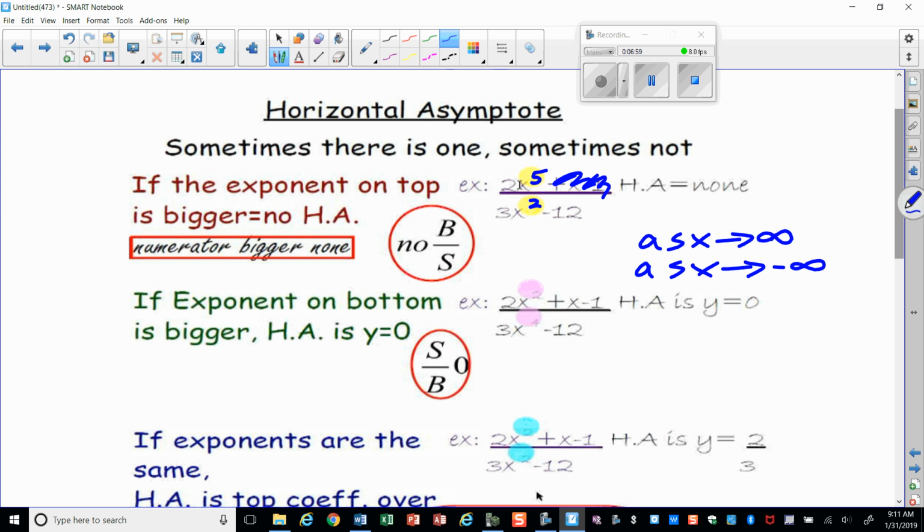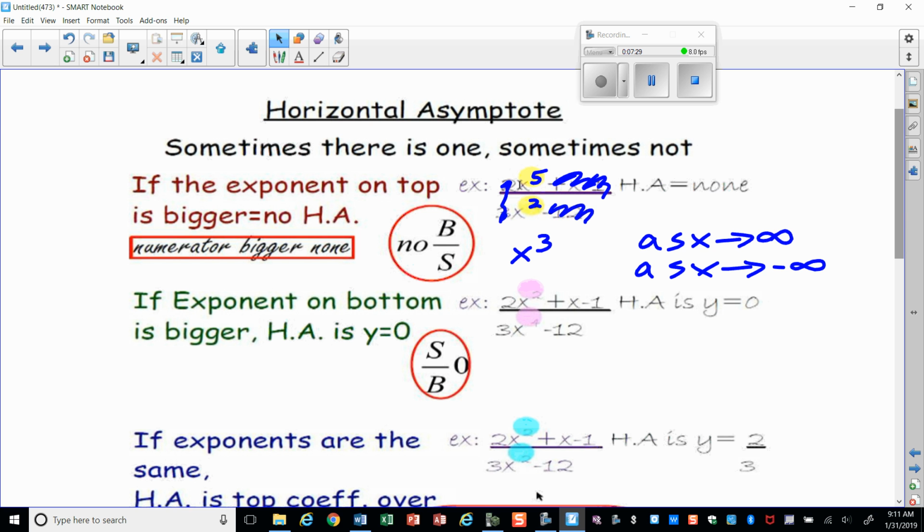So this doesn't mean anything. And since these exponents are different, these don't mean anything. So basically what you've got is x to the 5th divided by x squared, and that reduces to x cubed. What that means is that as x goes to infinity, y is just going to go up to infinity, and as x goes to negative infinity, it goes to negative infinity.